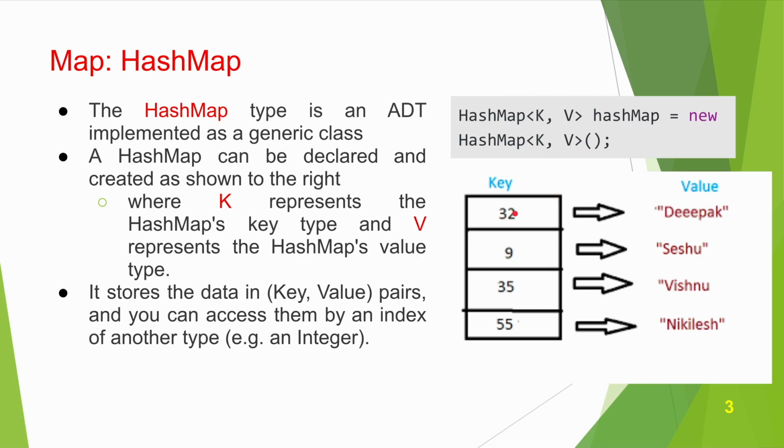In the image towards the bottom of the code, the key is an integer and the value is a string in the HashMap. The HashMap stores data in key value pairs, as we have seen, and you can access them by an index, which is an integer.